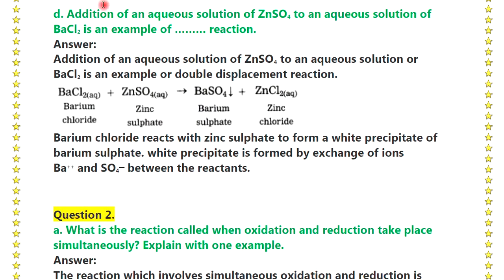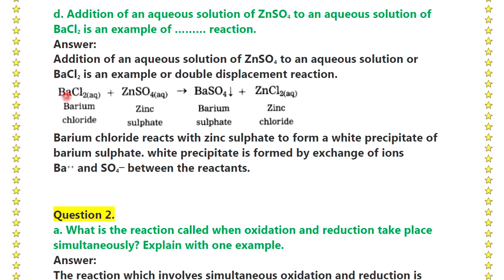D. Addition of an aqueous solution of ZnSO4 to an aqueous solution of BaCl2 is an example of dash reaction. Answer. Addition of an aqueous solution of ZnSO4 to an aqueous solution of BaCl2 is an example of double displacement reaction. Here it is not "or", it is "of".